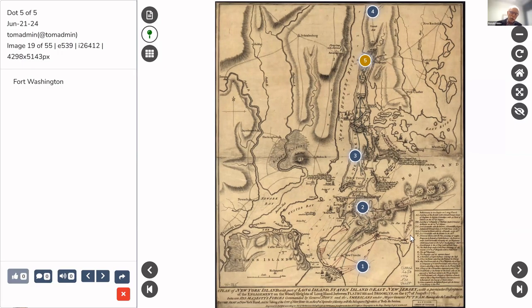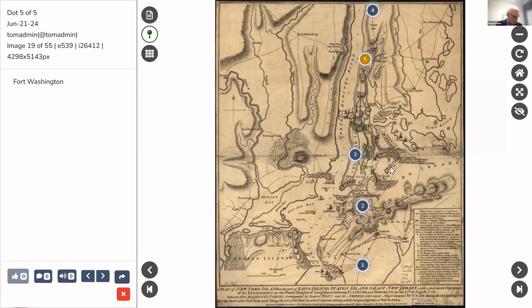Washington made his way all the way across the 60 miles of New Jersey, closely pursued by the British, and escaped to temporary safety across the Delaware River into Pennsylvania. This was his darkest hour, and he said, "I feel the game is pretty well up." Let's go to the next slide.